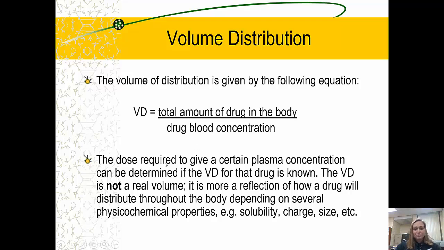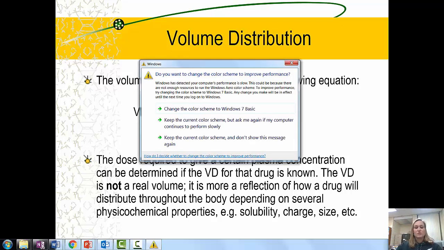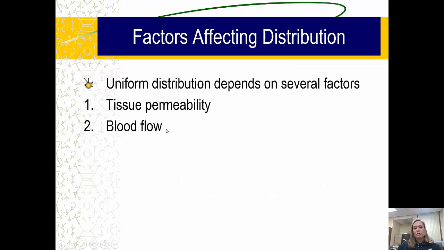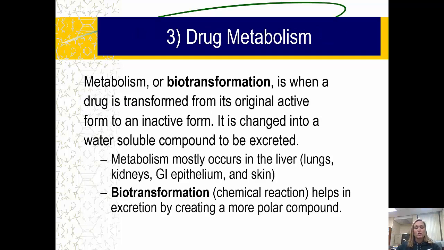Drug manufacturers know this. So the dose required to give a certain blood plasma concentration is often determined by what we know this drug's VD to be. It's not a real volume, it's more a reflection of how that drug will distribute through the body. It depends on lots of things: the solubility of the drug, the charge, the size, etc. But we want the VD to be a very low number. Some other things that can affect distribution are the permeability of the tissue that you're targeting, and blood flow. If your blood flow is diminished for some reason, obviously your distribution would be affected.